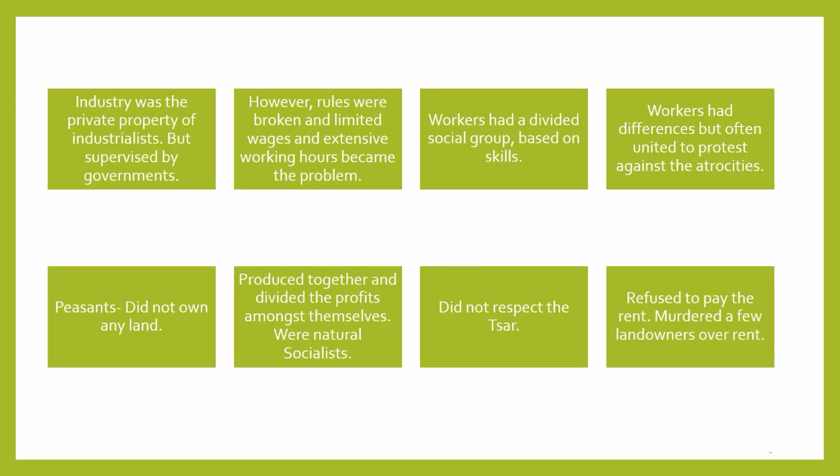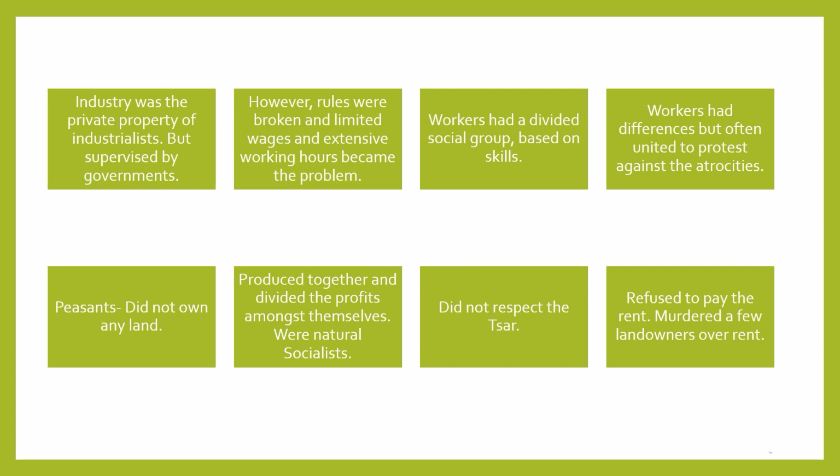Now, the industries were private properties owned by industrialists. Although owned by them, the government had little control, and the government conducted supervision to see if there were any malpractices. But rules were obviously broken, and the workers faced extensive working hours and very low wages. Amongst these workers too, there were social groups forming, and this hierarchy was on the basis of their skills. These social groups created differences, but the workers often united to protest for their rights.